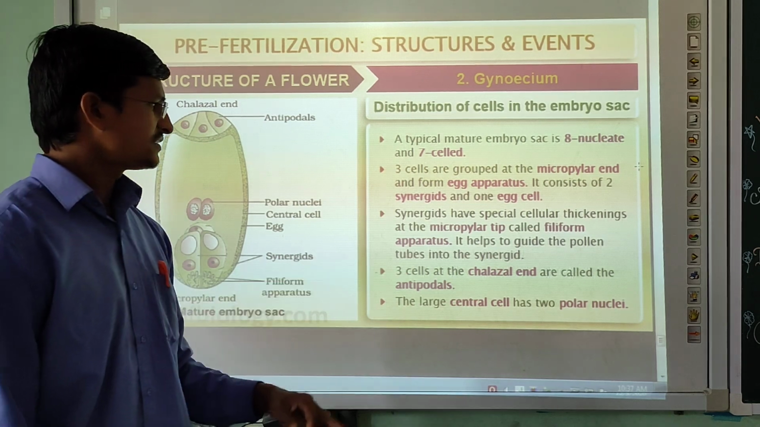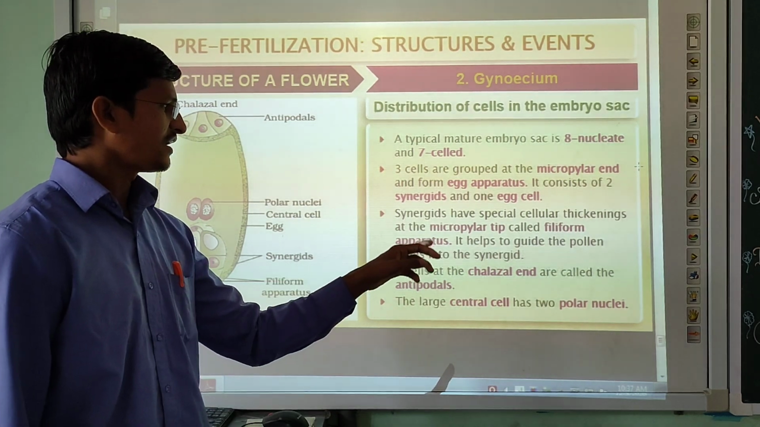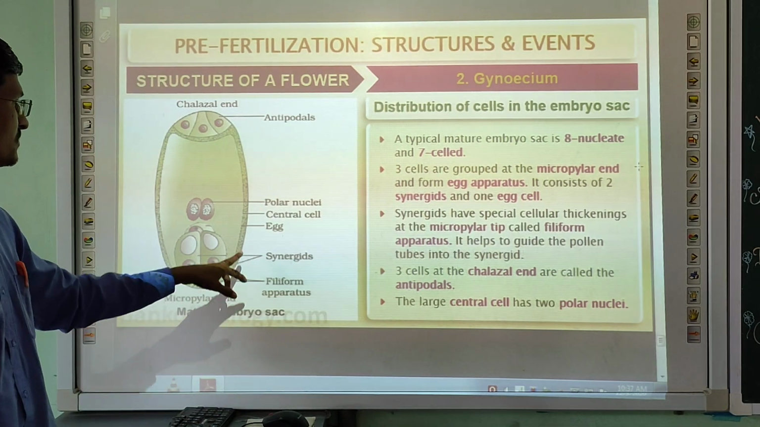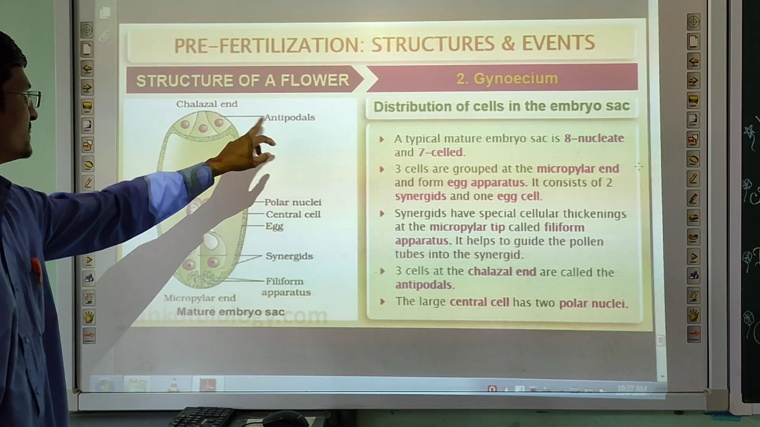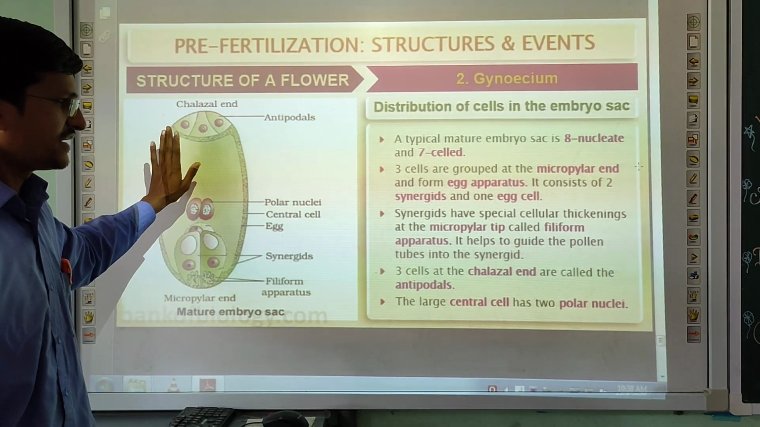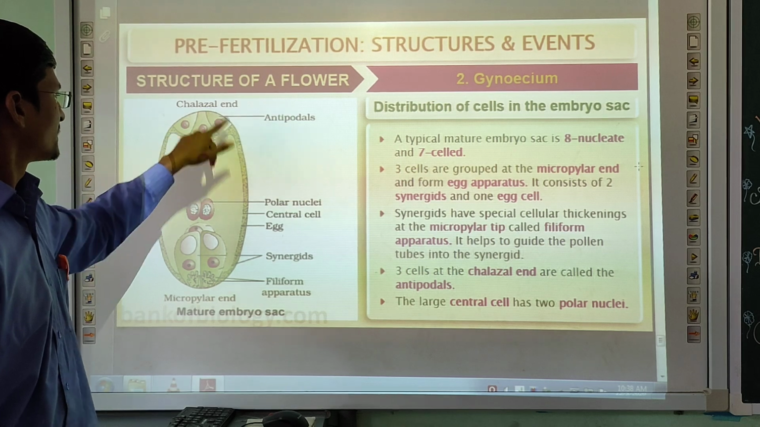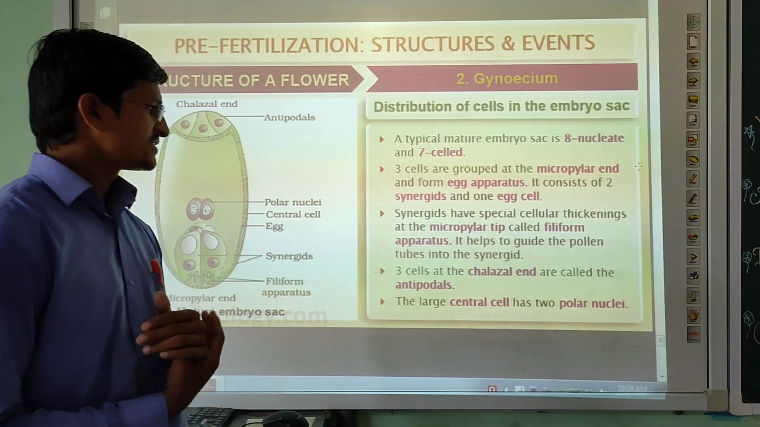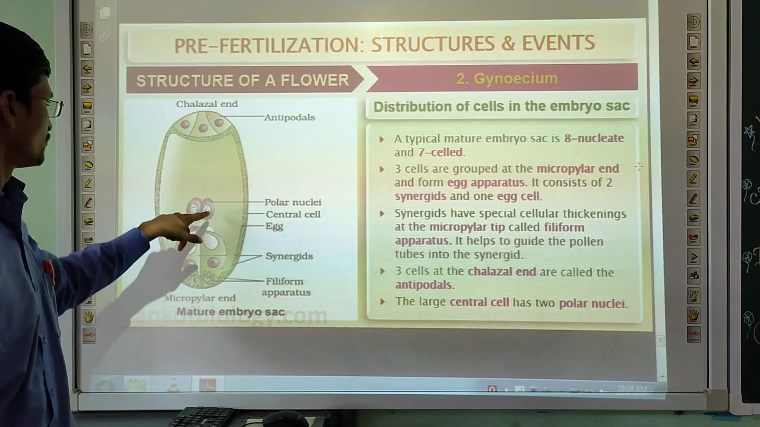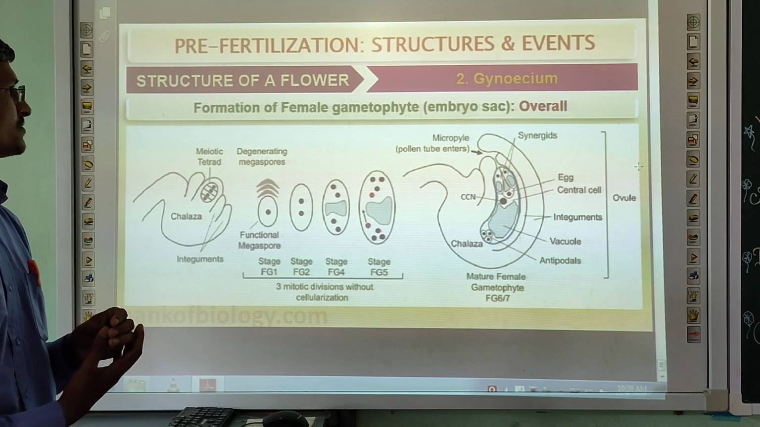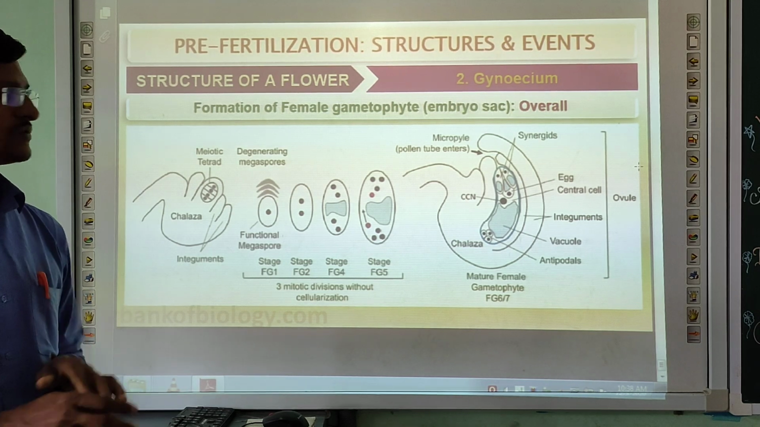So the 3 cells at the chalazal end are called the antipodals. This part, the antipodals, they are 3 cells at the chalazal end. So the large central cell has 2 polar nuclei. You can see here. Okay, so here is the overall formation of the female gametophyte.